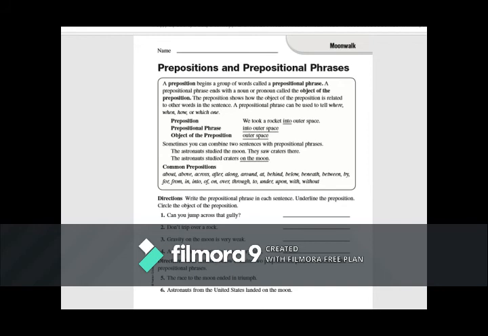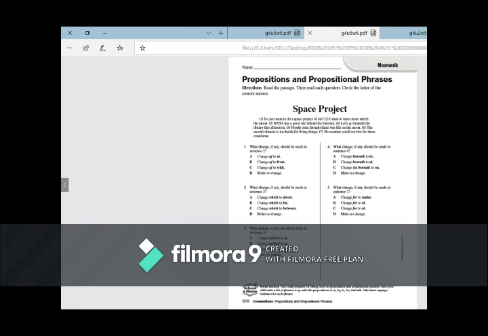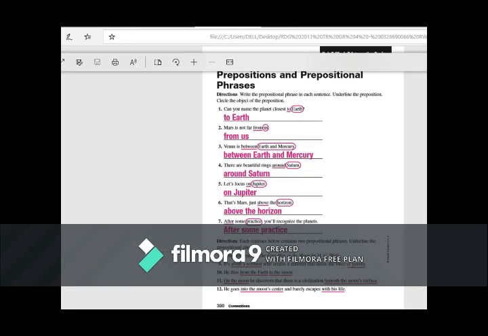Okay, here in the second example you will circle the correct answers in the following questions. And on the last page, you will write the prepositional phrase in each sentence, underline the preposition, and circle the object of each one. Okay, clear?